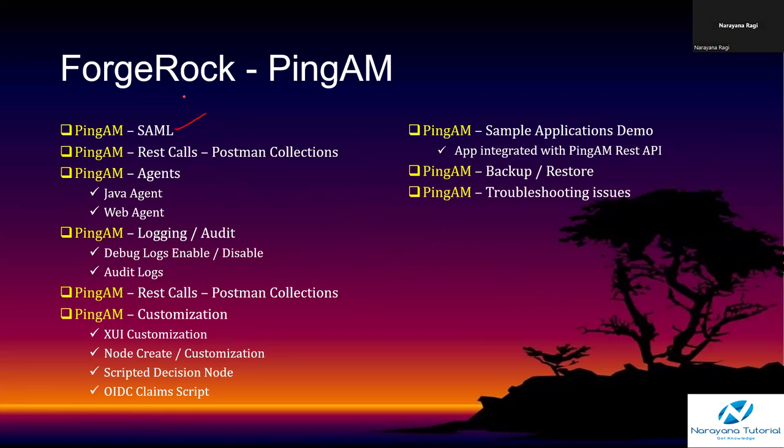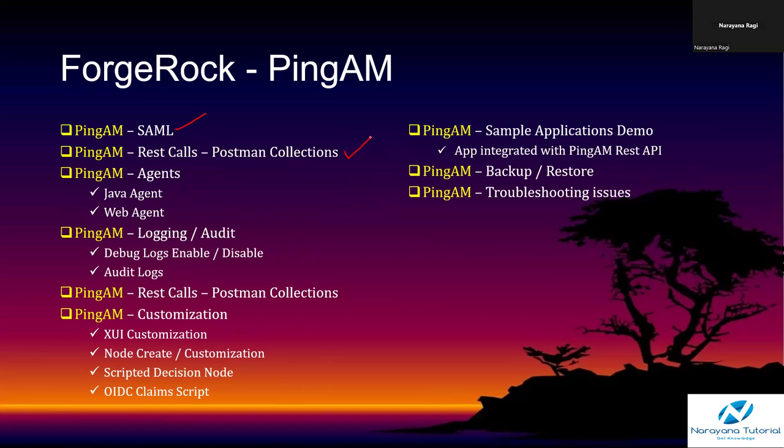And REST calls and Postman collections. How to access the ForgeRock PingAM API calls via Postman. Okay, everything we can do via Postman. Like we can create users, we can create groups, and we can create any configuration. So we have authentication trees and authentication chains, how to access them and how to continue the journey from start to end. We have explained this in the Postman collections APIs.